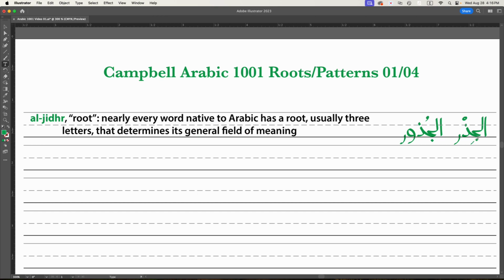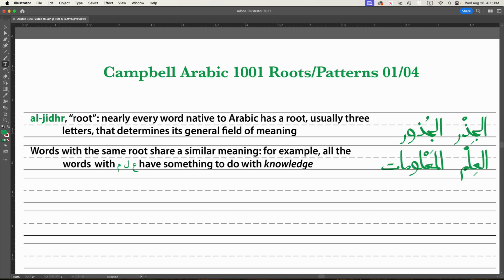So here's the word jidr, and you can see the jim, dal, ra, that's its root. And here's its plural, judur. Here we've added a long vowel waw, but you can still see the 3 root letters. Determining the root of a word is usually pretty easy. I'll go into this in a little more detail later. I'll give you an example. So words with the same root share a similar meaning.